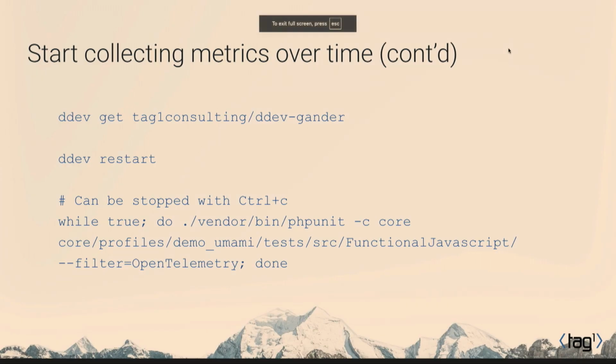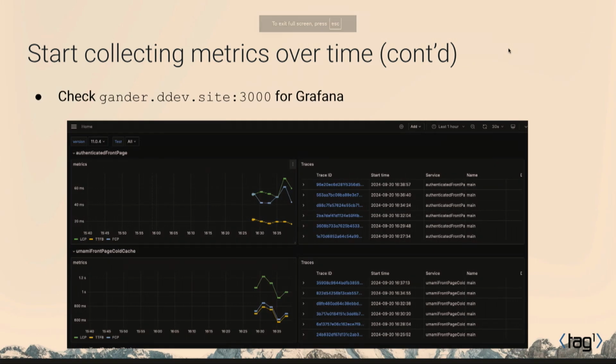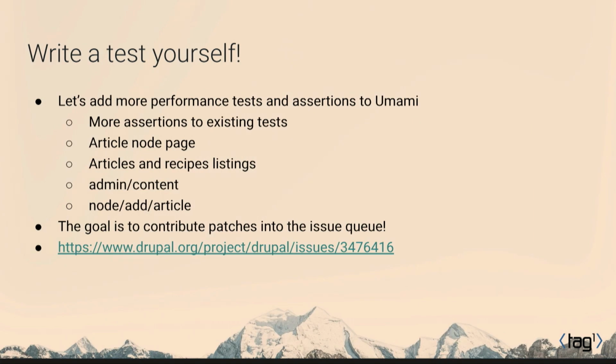We've done this. We got data into Grafana. And now we've come to a point where we will ask you to help us write some tests. There are a few performance tests in core right now. Most of them are in Umami. There's only one other that is not in Umami, that is testing the standard installation profile, right?